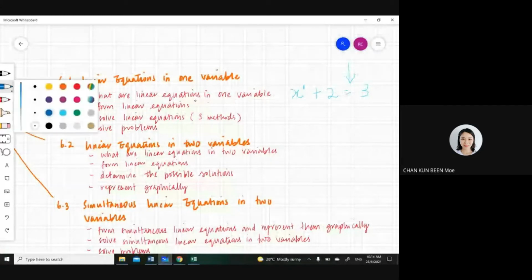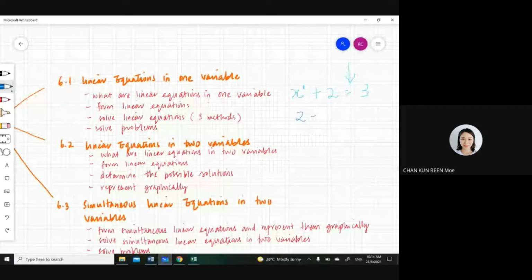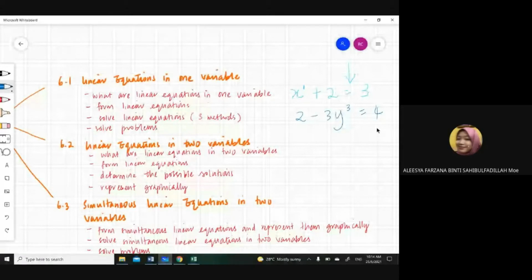I give you 2 minus 3y cubed equal to 4. Is this a linear equation in one variable? Yes? No. No. No. Right? Why not? Of the cube. Because of the cube, we cannot have cube, but it is an equation because of the equality, but then it is not linear equation in one variable. Okay, so you got to remember all of this. It must be a 1. It cannot be cube. Okay, and then next thing we learn to form linear equation from a given situation.